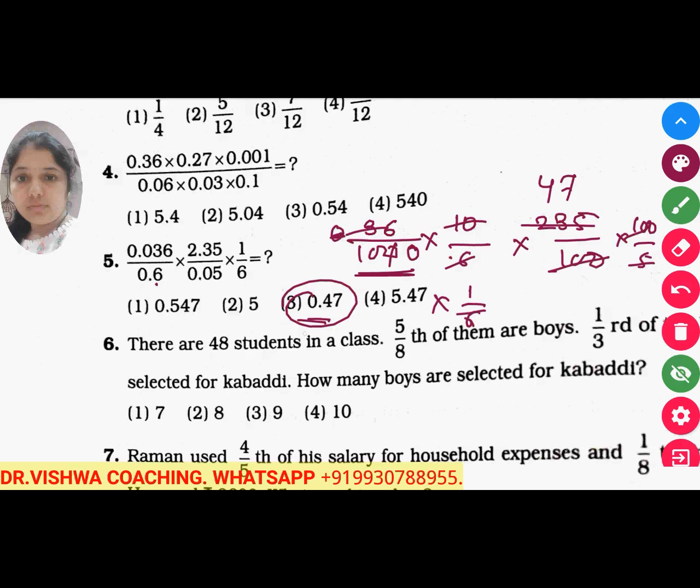Okay, so this is the way you can solve the sums for the decimal also, where you have to convert that into decimal form to the normal regular form, and then you can solve it.